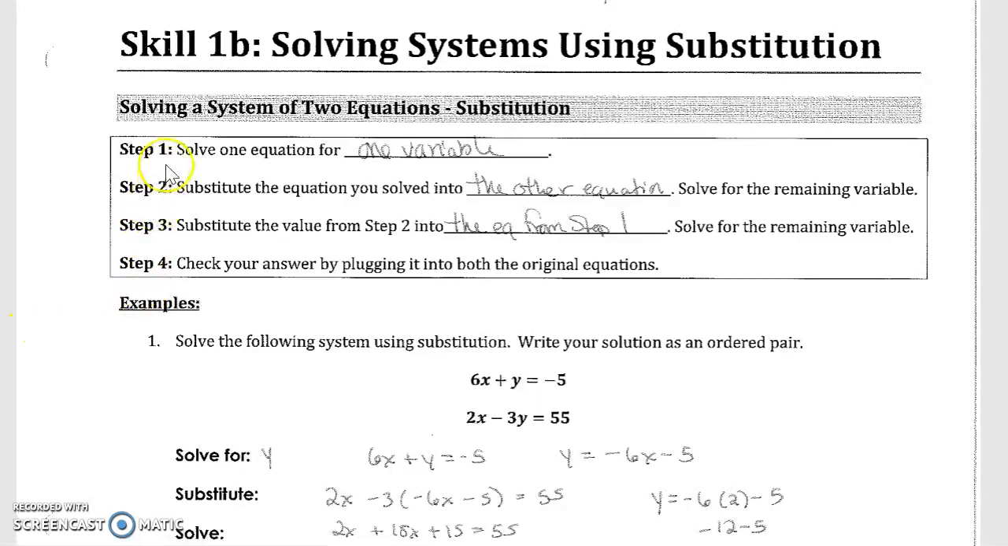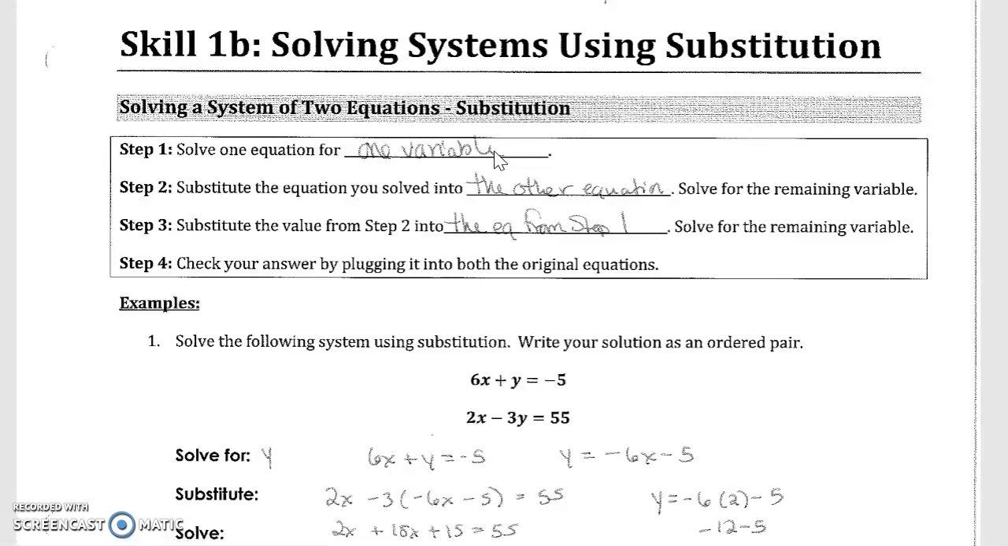So step one, you are going to solve one equation for one variable. It does not matter which variable you solve for. That is completely up to you. So you can solve for x or for y in the first equation or the second. It does not matter.